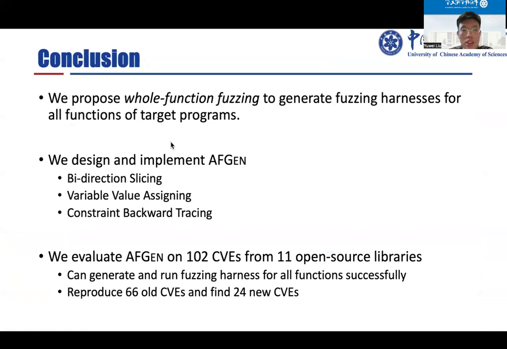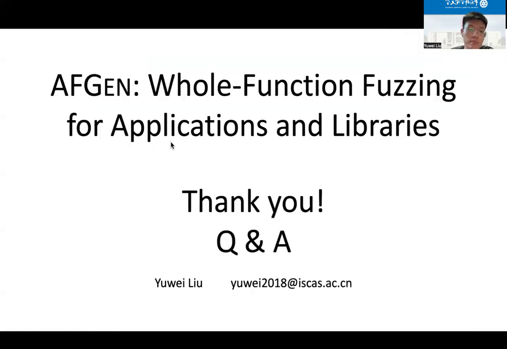In the end, to summarize our work, we propose whole function fuzzing to generate fuzzing harnesses for all functions of target programs. And we design and implement AFGEN with the slicer, the variable assigner, and the constraint tracer components. We evaluate AFGEN on the collected CVE dataset from 11 open source projects. It can generate more precise harnesses, reproduce 66 old CVEs, and find 24 new CVEs.